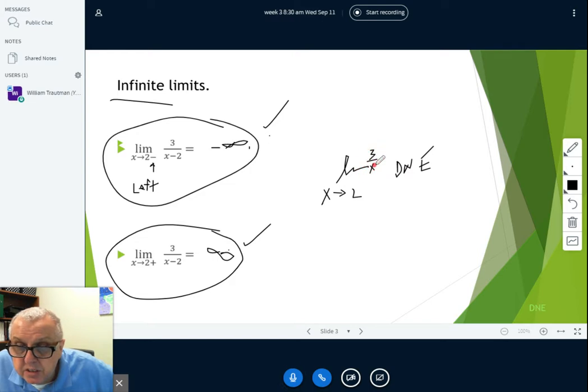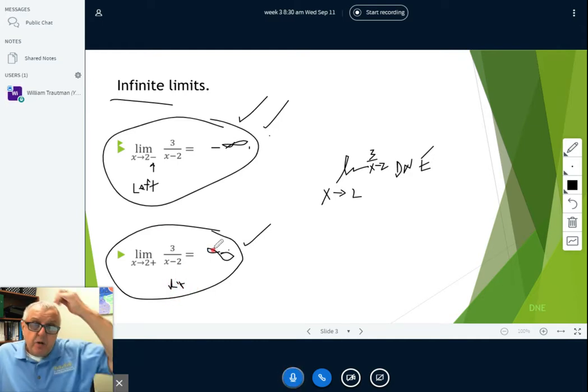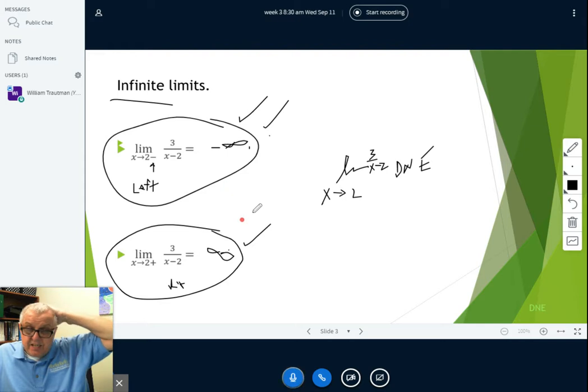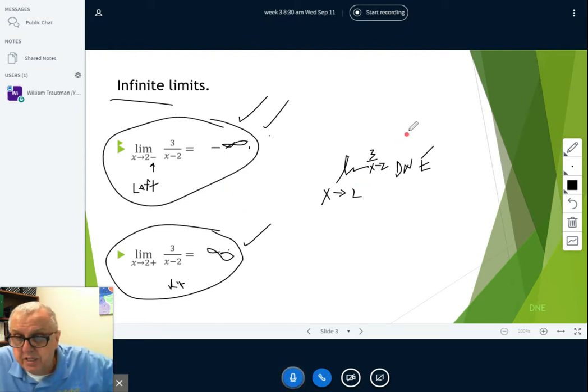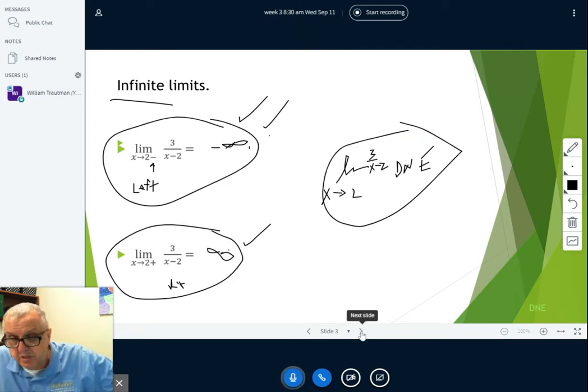3 over x minus 2, okay? So once again, if you just do it from the left, it has a limit. We can write that answer down. If we approach it from the right, it does have a limit, but the whole thing doesn't have a limit. You can't say the whole thing has a limit because it approaches two different infinities. One's positive, one's negative.